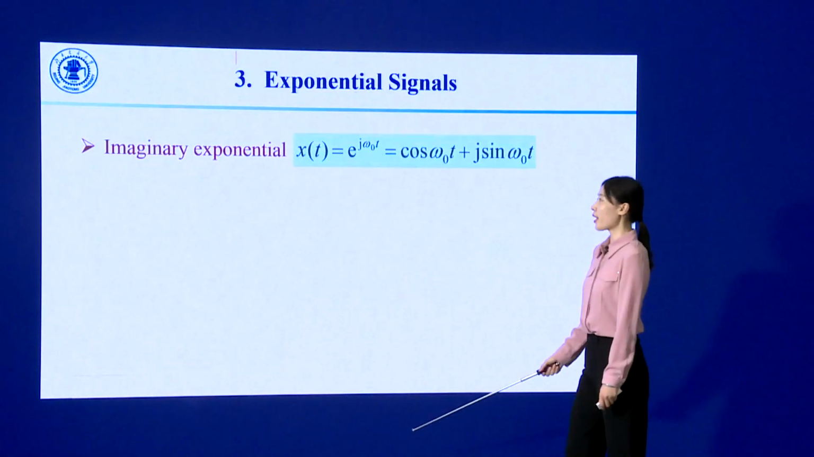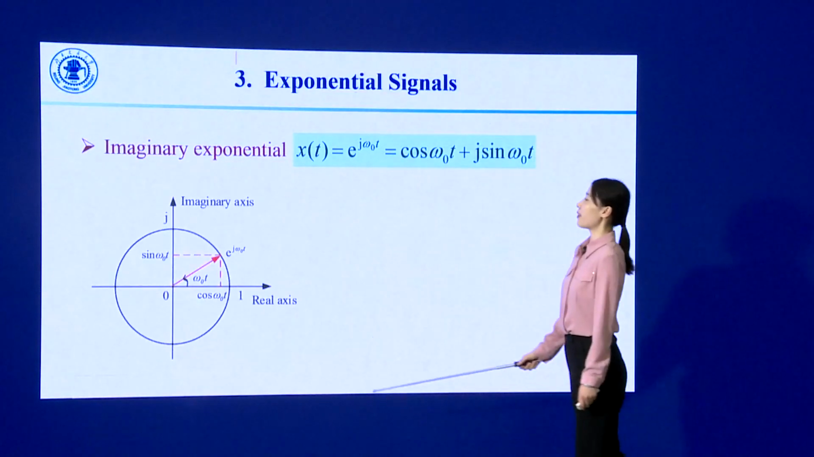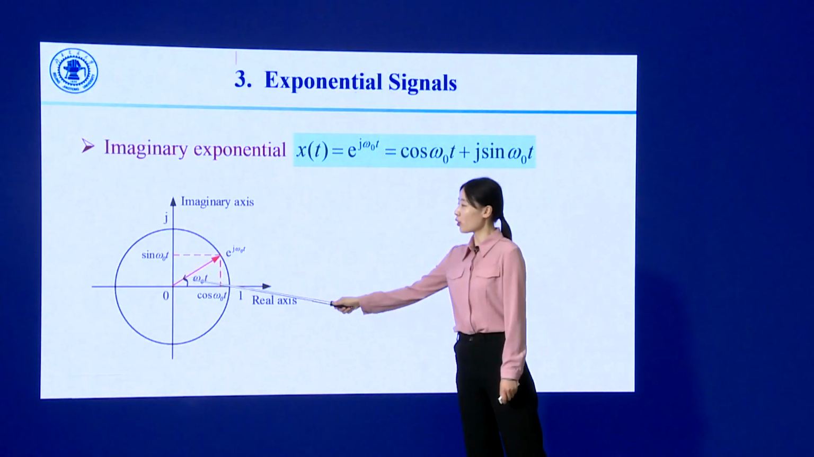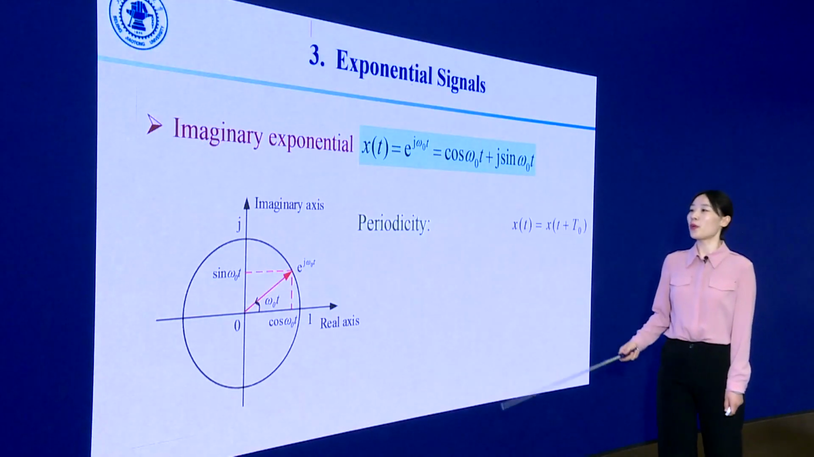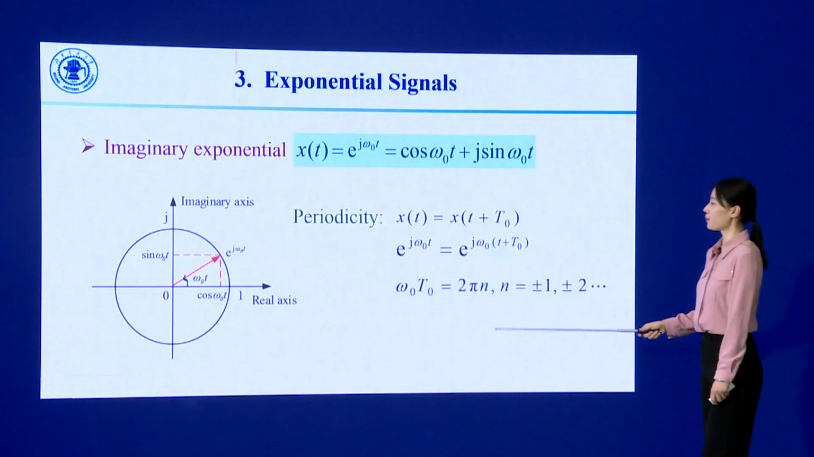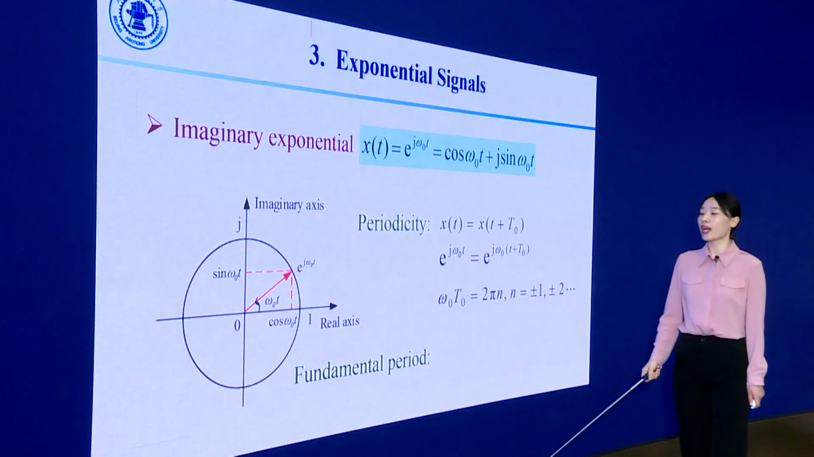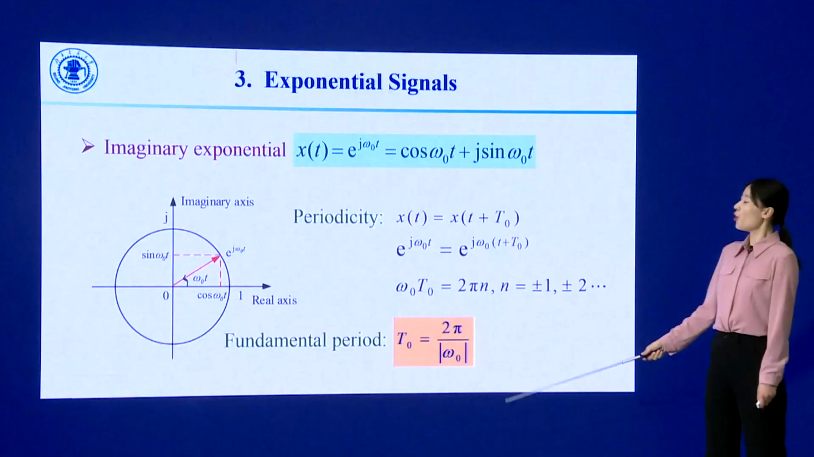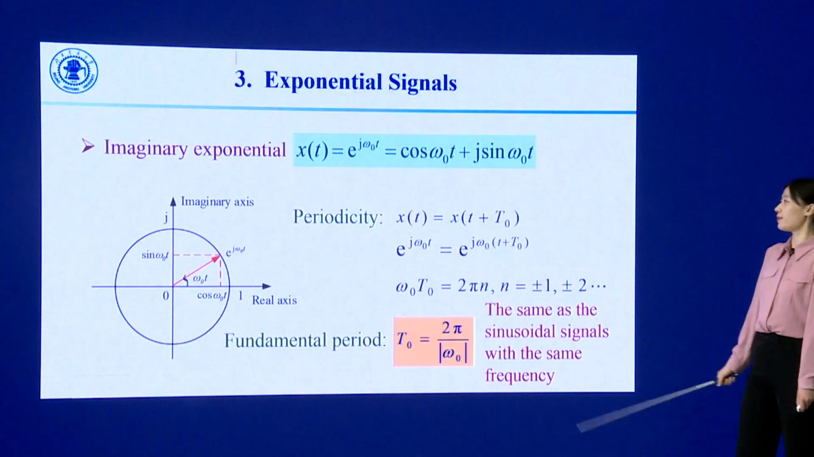The imaginary exponential signal can be expressed using this equation. We can find that for this signal, its magnitude is equal to 1 and the phase equals omega sub 0 t. The imaginary exponential signal is also a periodic signal. Using this equation, we can get its period. Thus, the fundamental period for this exponential signal can be calculated as 2 times pi over omega sub 0. We can find that it is the same as the sine signal with the same frequency.